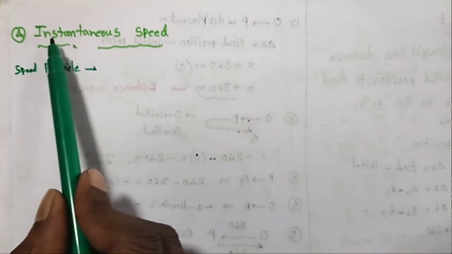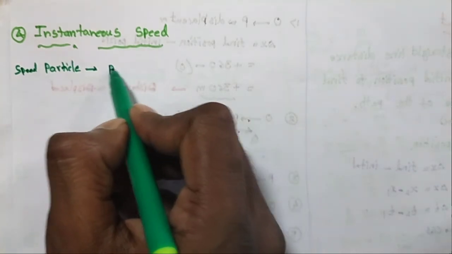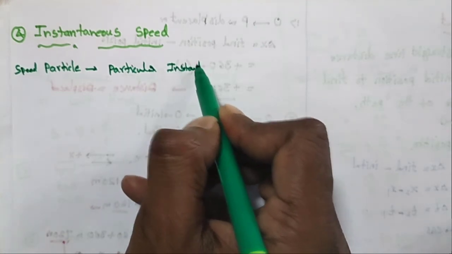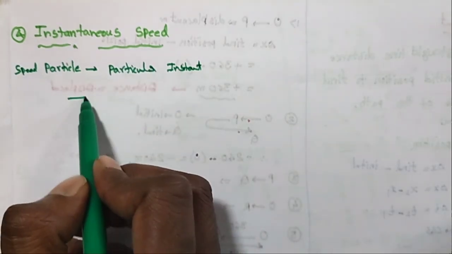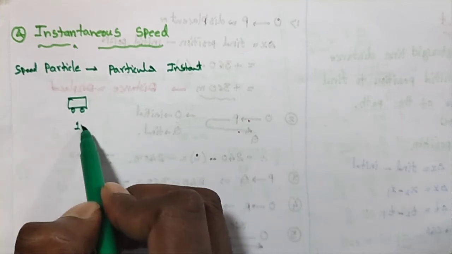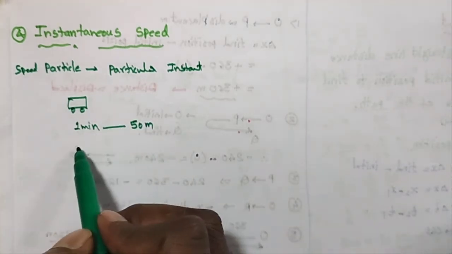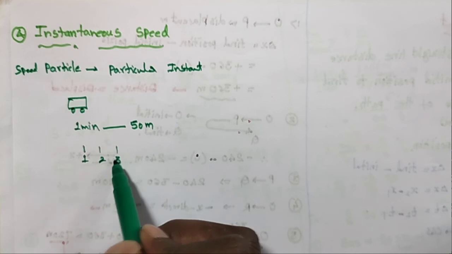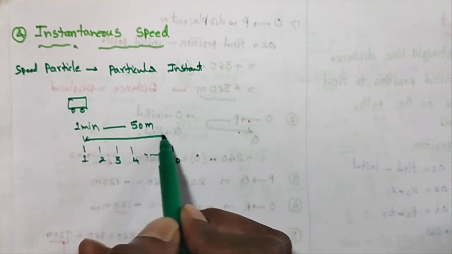Next, the fourth one, instantaneous speed. The speed of a particle at a particular instant, meaning at exactly that time, is called instantaneous speed. In the previous example, this is the one bus. The bus is moving 50 meters in 1 minute, which means 60 seconds. So this is the first second, this is the second second, the third second, fourth second, up to 60 seconds. The bus is moving 50 meters.